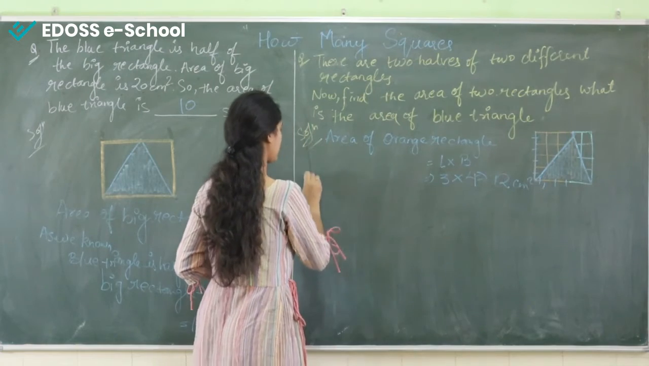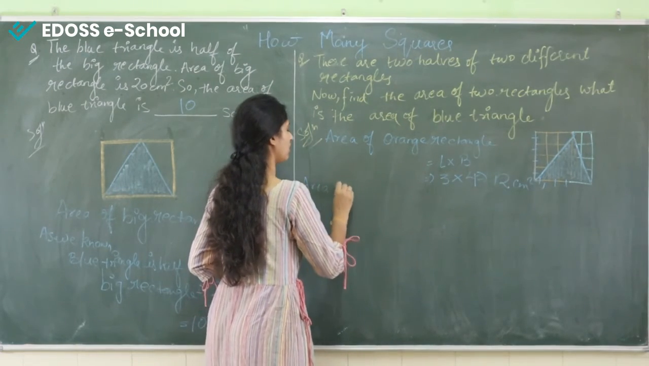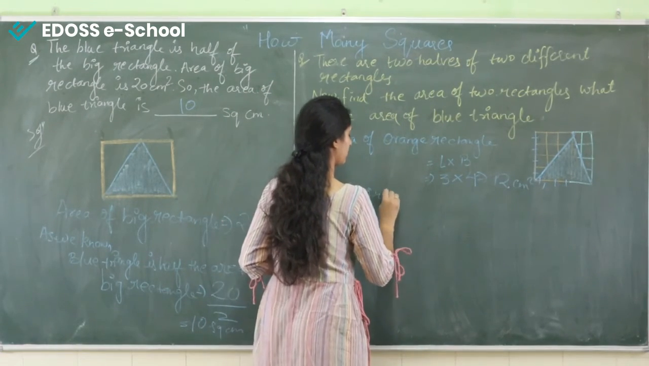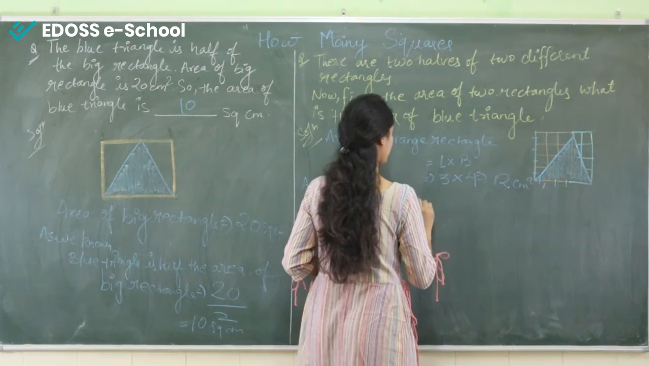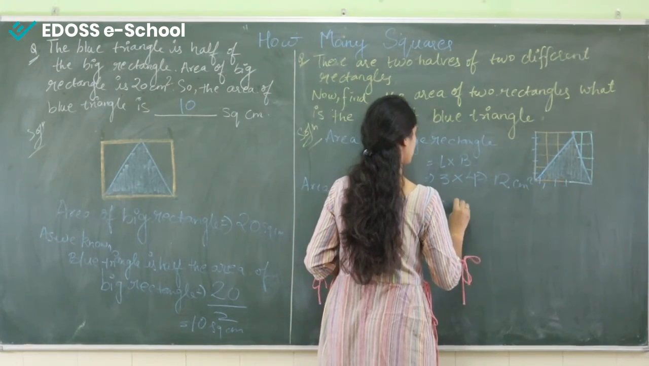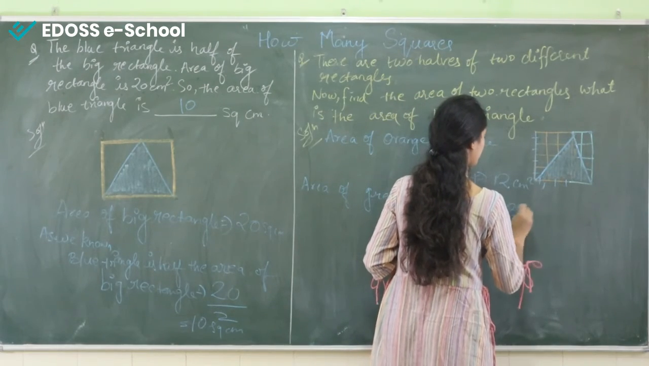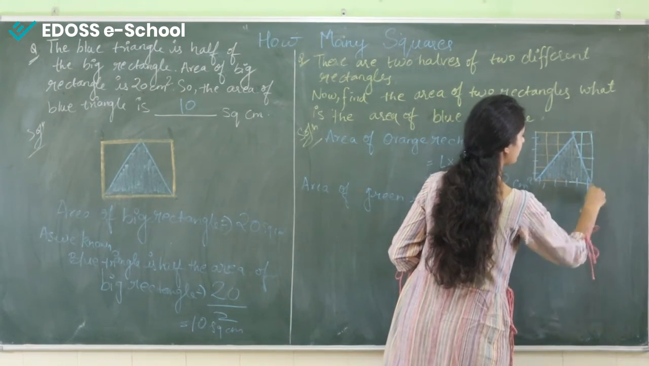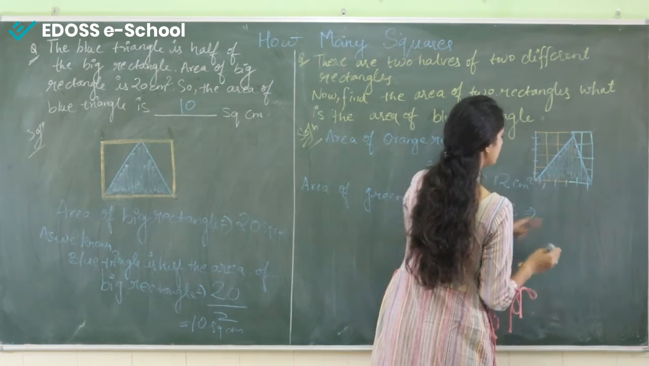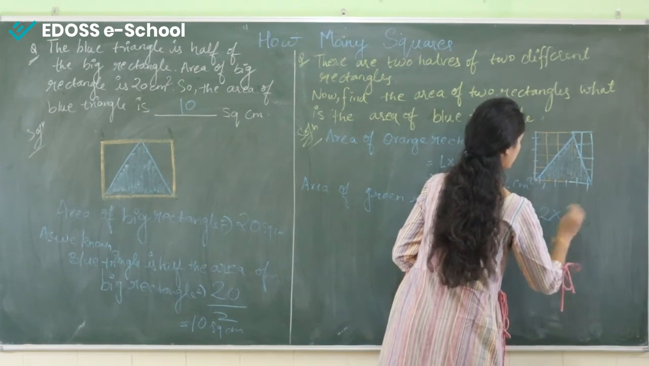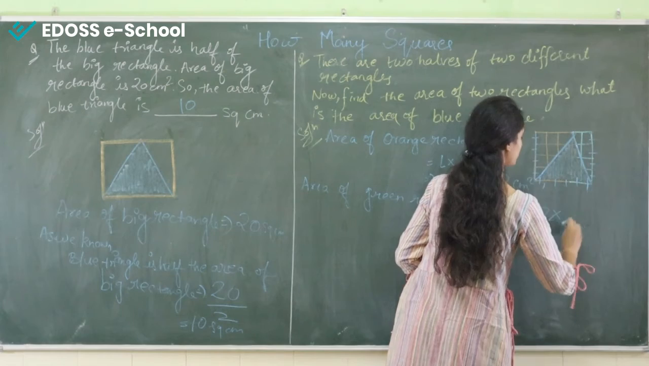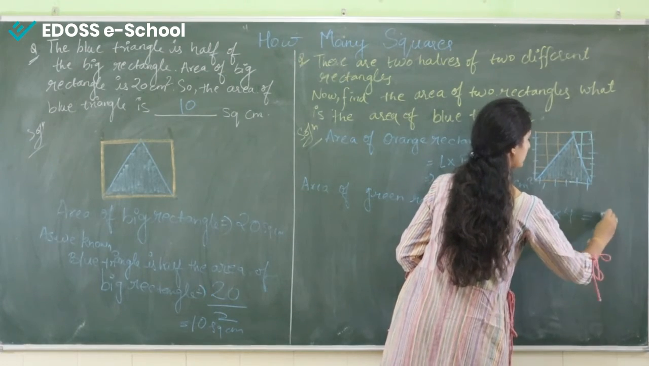Then next, area of green rectangle. Length into breadth. Let's see. Length of green rectangle is 2 and breadth 1, 2, 3, 4. 2 into 4 is 8.